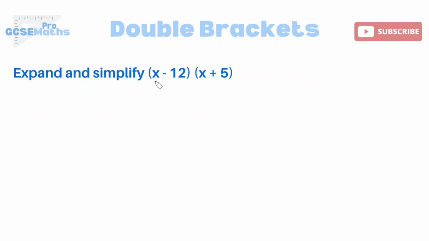Expand and simplify x minus 12, and we know that this means multiply x plus 5. So I'm going to multiply the first term in the first bracket, which is usually an x, by the first term in the second bracket. Just put step 1. X times x, again, they're both positive, so I've got x squared. Then I do x times the second term in the second bracket, which is plus 5. So x times 5, they're both positive again, plus 5x.